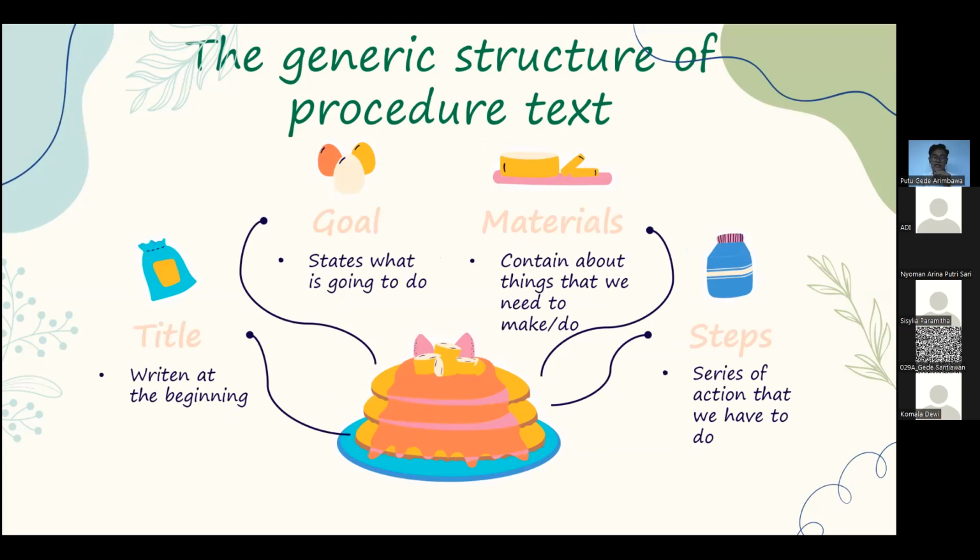Okay, the general structure of procedure text. The first one is title, goal, materials, and steps. The title is written at the beginning, the goal states what it is going to do, materials are things that we need to make or do, and steps are a series of actions that we have to do.